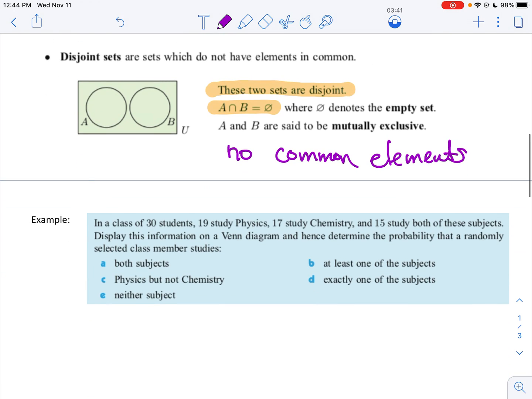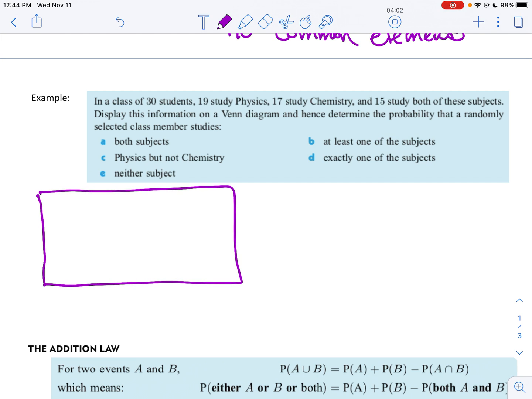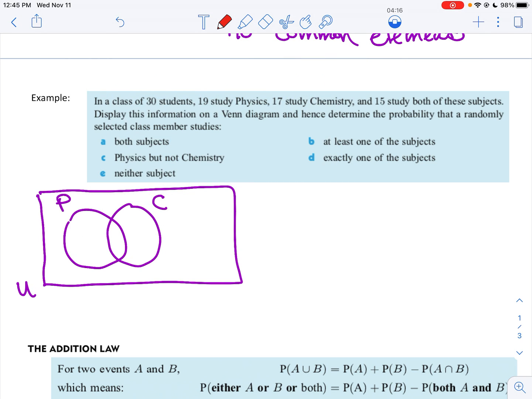All right, so let's take a look at an example where we can actually draw a Venn diagram. It says in a class of 30 students, 19 study physics, 17 study chemistry, and 15 study both of these subjects. Display this information on a Venn diagram. So we're going to start there. Now they have something in common, so I am going to have an overlap. And what I like to do is start with the overlap and then work my way out.